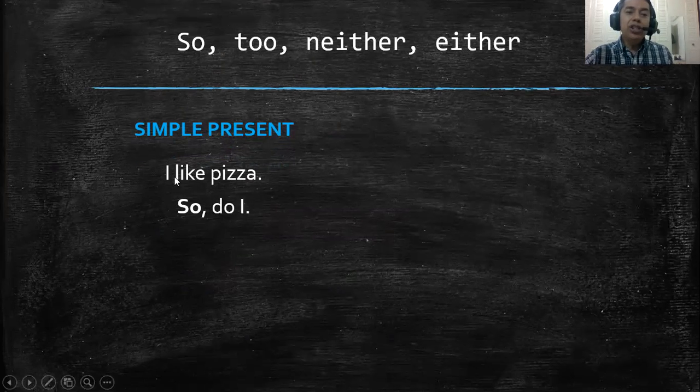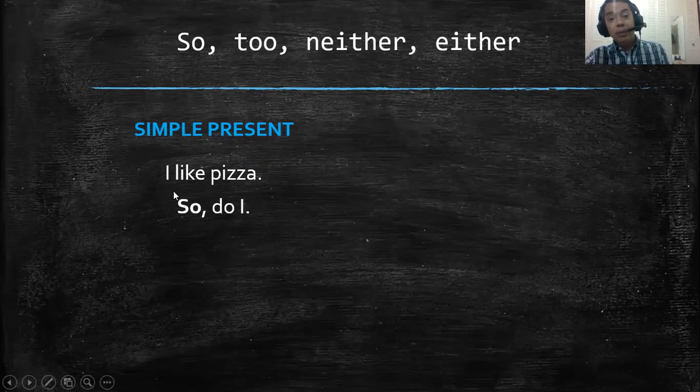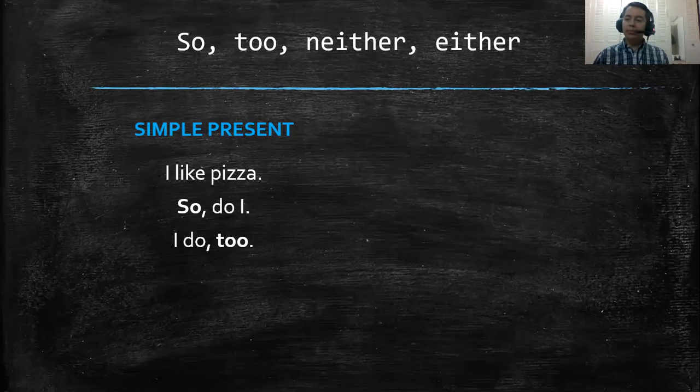Imagine I have, she likes pizza, and then the person here is a he. She likes pizza, so does he. So does he, right? So you can use do or you can use does because it's the simple present, okay? Good. Or you can say, I do too. I like pizza, so do I. I like pizza, I do too.